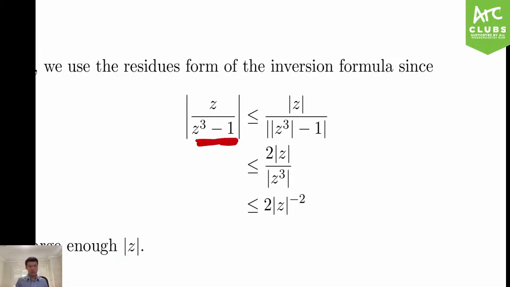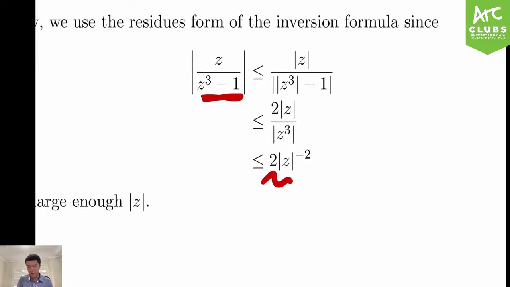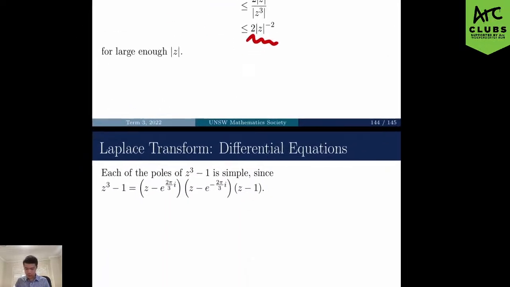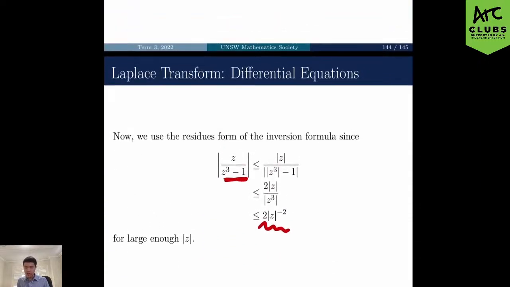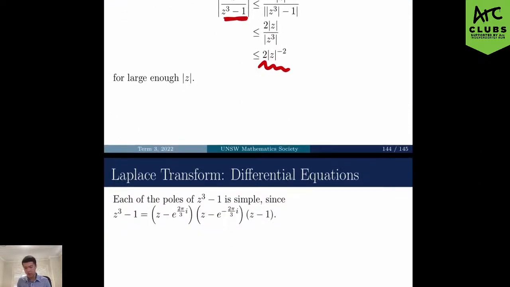So we've done this before in part 1 as well. We've done a lot of this where we do circle inequalities to find bounds. But basically you can see it's bounded above by 2 times z to the power of minus 2. So we can now use the residues form of the inversion formula.